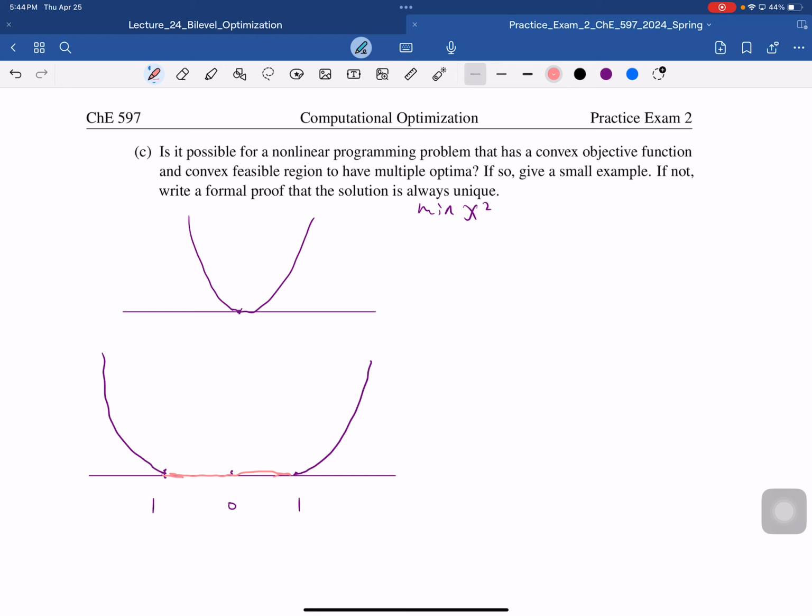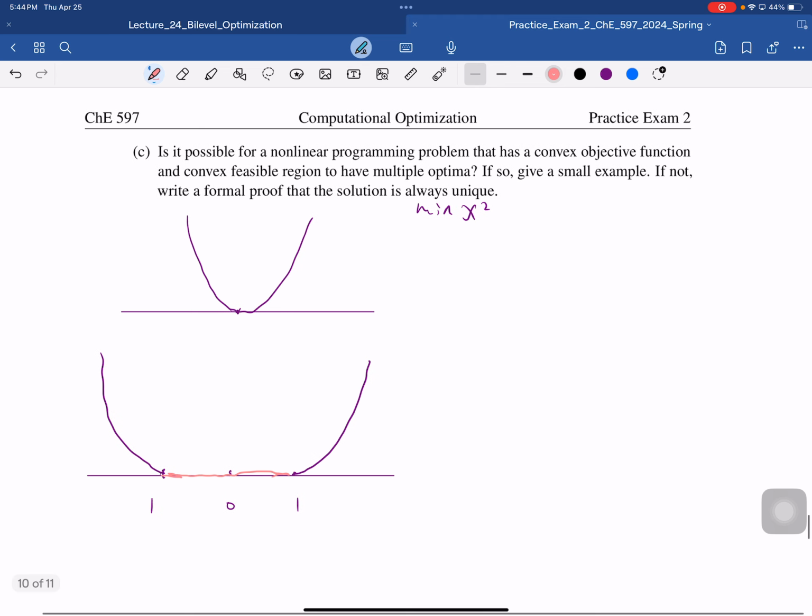Right. If you consider this function as g of x, the derivative of g at this 0 point is 0, and at this point it is also 0, right? But if you consider the second order derivative of this function, the second order derivative of x squared is 2, right? But here the second order derivative is 0 at this point. So the second order derivative is not continuous, but the first order derivative is continuous for this function. Then it has multiple minima.